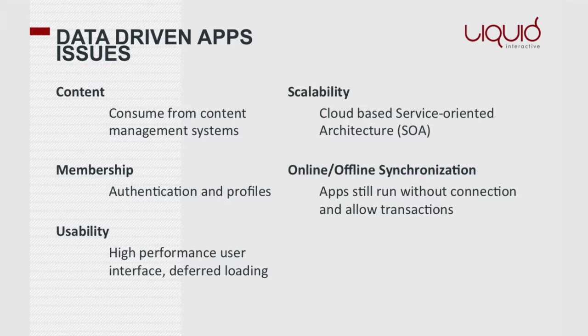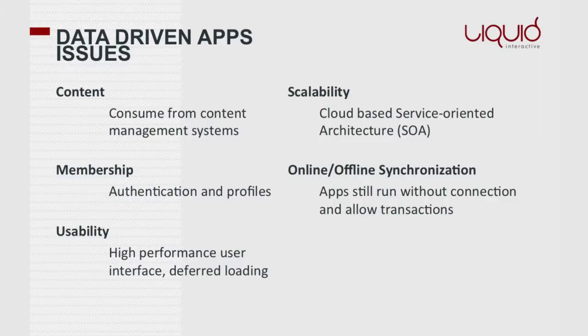Scalability. To support scalability, to go from hundreds of users to millions of users, we recommend going with the service-oriented architecture, and I'll talk more about that in the next slide. Again, important for enterprises, but even for end users: does the app need to run when it's not connected? If it does, then we need to talk about synchronization so that the user can still interact at some level and allow transactions.